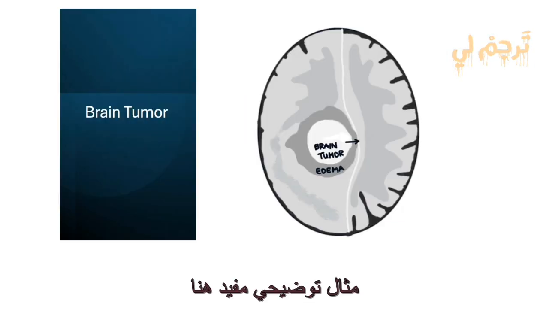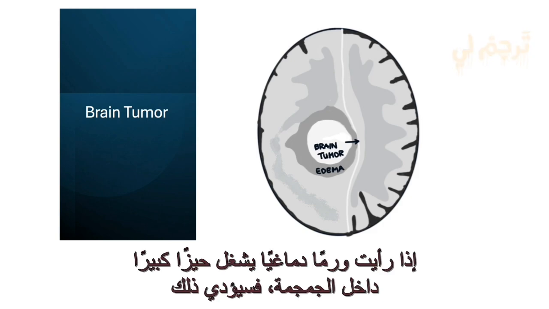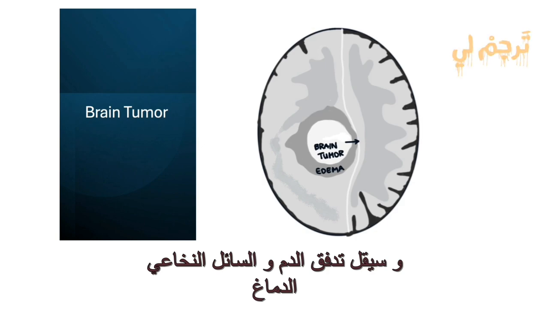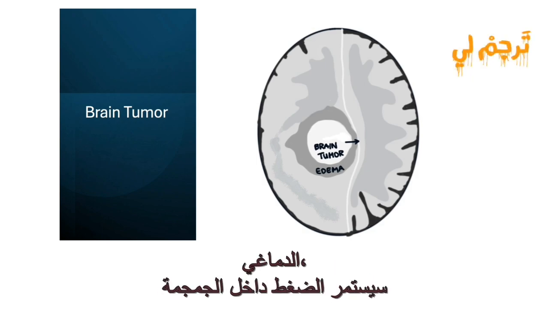An example would be good here. If you saw a brain tumor occupying a large amount of space within the head, that would definitely cause the brain to be smashed. Blood and CSF would need to decrease proportionally. But as the brain tumor increased in size, the intracranial pressure would continue to increase.